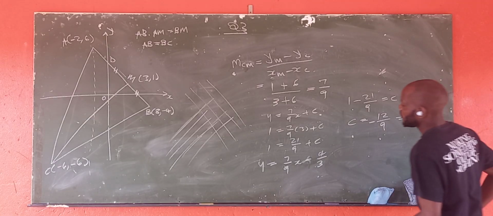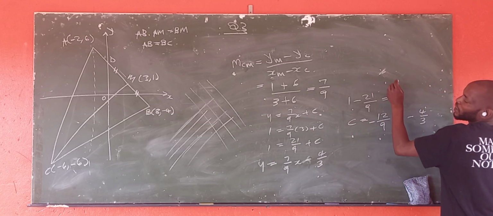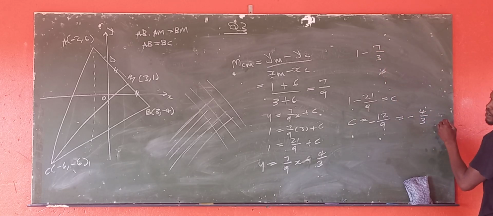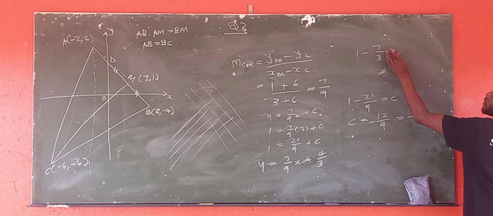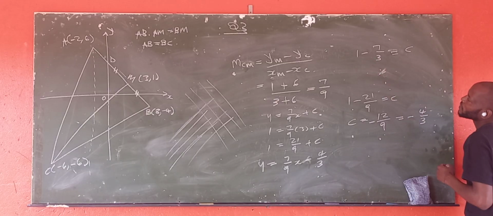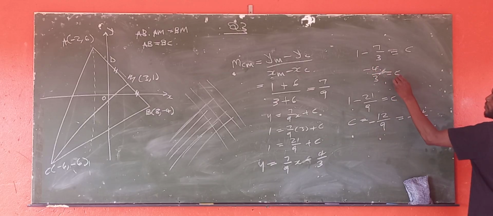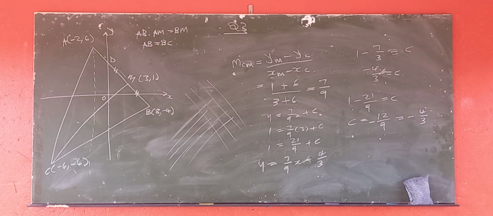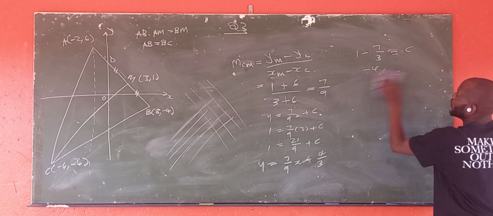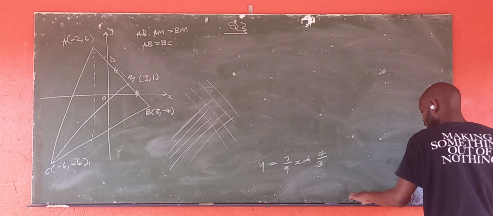Or we could have even simplified it here. We could have simplified it, so we have 1 minus 7 over 3 equals c, right? And then 3 minus 7 would be minus 4 over 3. That would be c, right? So y is equal to 7 over 9 x minus 4 over 3. That is the equation of the straight line. I didn't find any mistake in what we did.